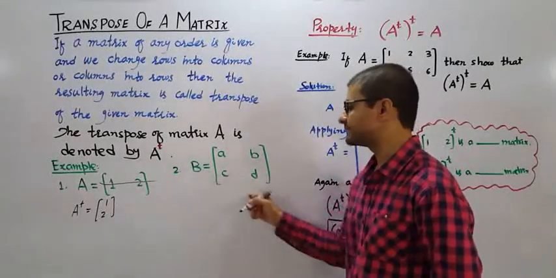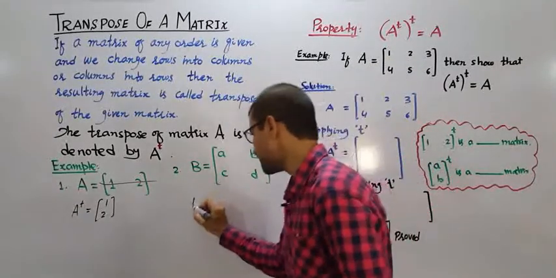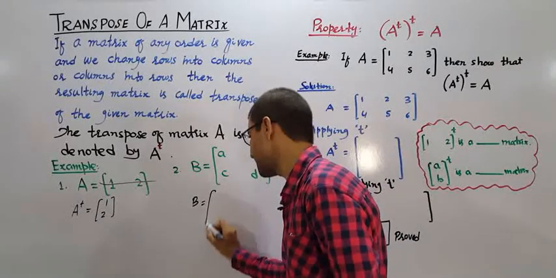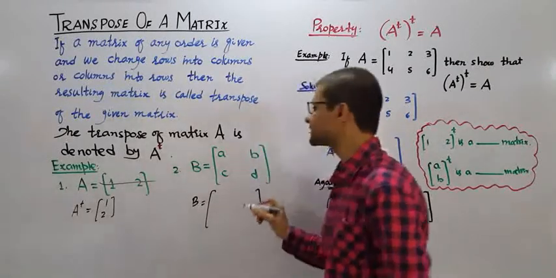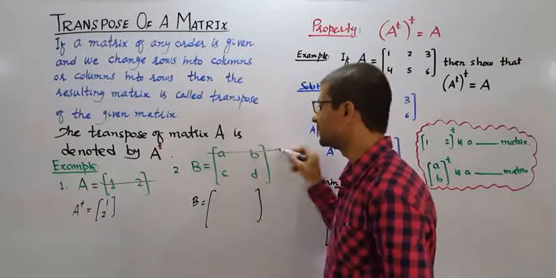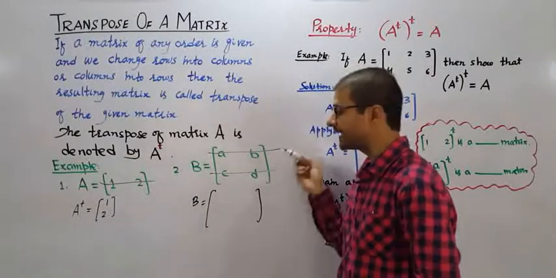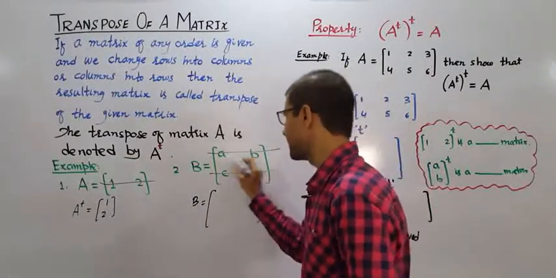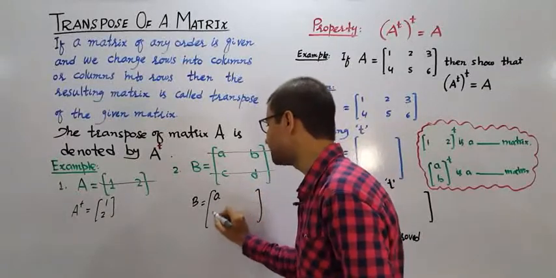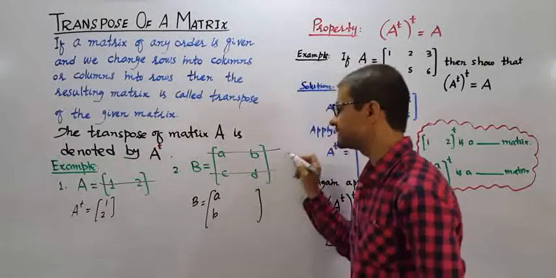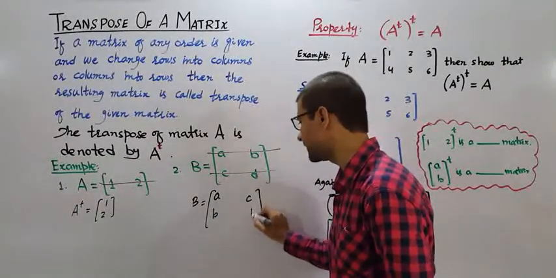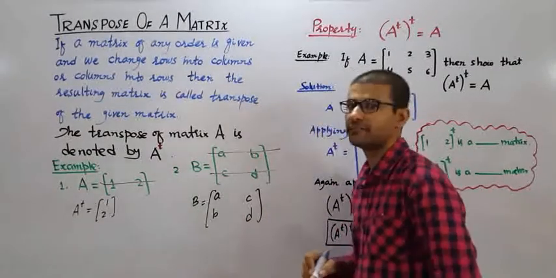Now we have matrix B. For transpose, what we have to do? Select rows and convert them into columns. A B, the first row will become the first column. C D, the second row will become the second column. This is the transpose of the given matrix.